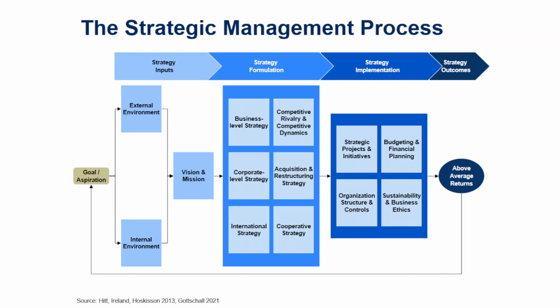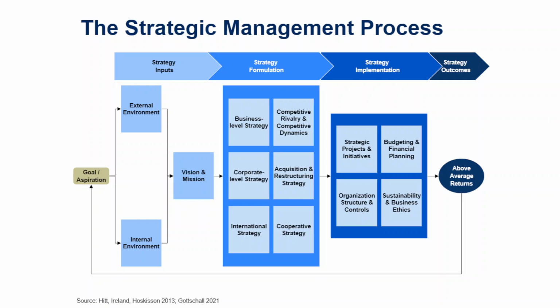Then we move on to the actual strategy formulation. And there's a couple of elements that we have to look at. We start off with a business level strategy and competitive rivalry and competitive dynamics. Then we move into a corporate level strategy. And here we look at specifically acquisitions and restructuring strategies. Finally, we look at two more specific strategies, which is international strategy and cooperative strategy.